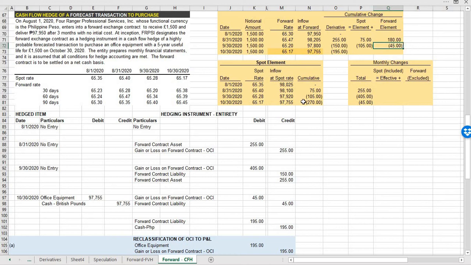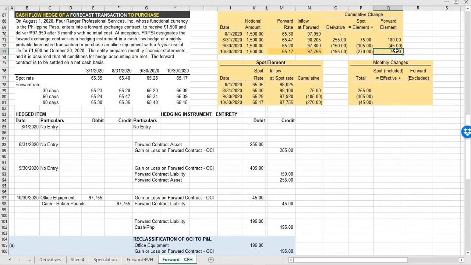So, ganun din for October 30. Sabi rito, ang cumulative change on the spot rate is 270 negative. So, ilalagay natin yan dito. So, to compute for the forward element, negative 195 minus negative 270. Ang sagot ay 75 pesos positive.